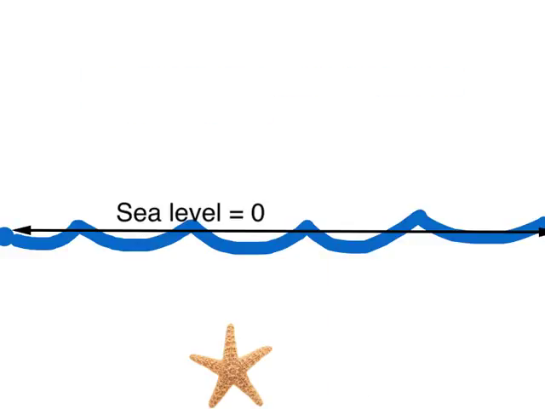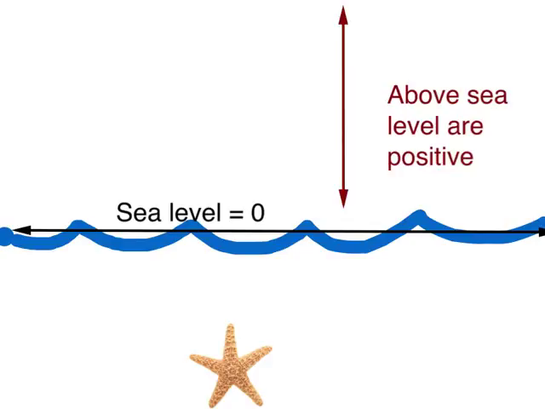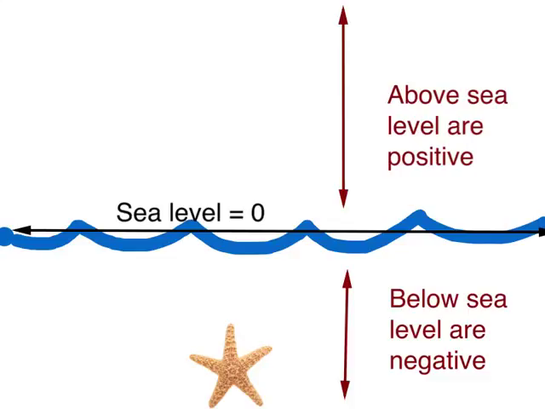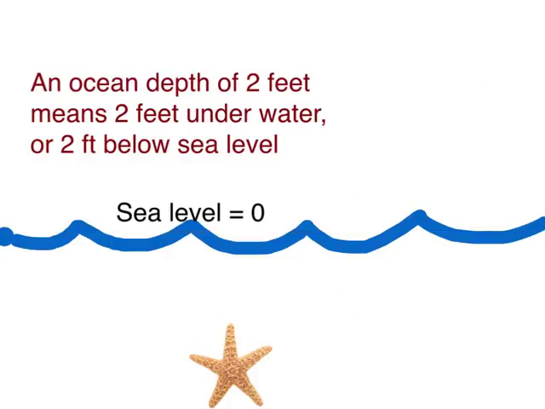We first start by assigning sea level, or the level of the surface of the water, a value of 0. Everything above the surface level of the sea are considered positive values. Everything under the surface of the sea are considered negative values. For this example, I'm going to create a vertical number line using sea level as my 0 point.